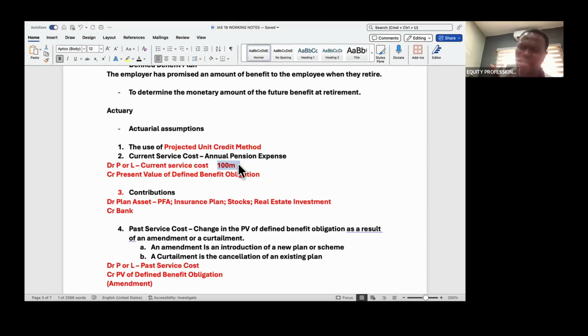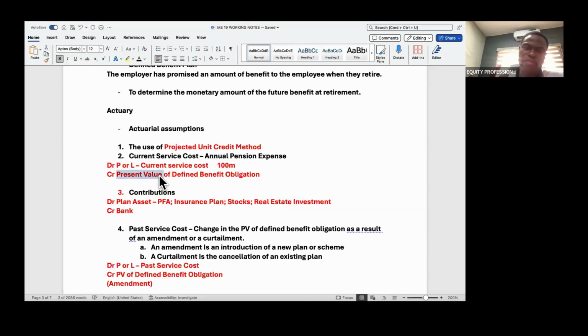You have served us in this current year, so you have earned 100 million for yourself. Not that he's going to get 100 million now, but when you retire, you will get 100 million. Just imagine the person working 5 years, you know the multiplier effect, 100 every year, something like that. That's current service cost. To account for it, when the actuary gives you this figure, the first leg goes to P&L, the second leg goes to PV of defined benefit obligation.